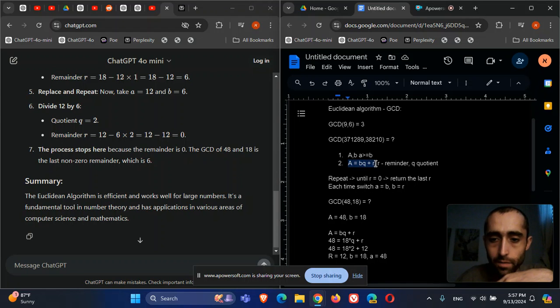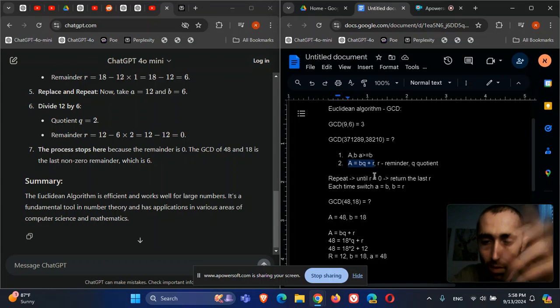So you saw how we used the Euclidean algorithm, repeating using the formula, dividing again and again until we get to a time when we divide without any remainder, and we get the greatest common divisor between two numbers. This is the Euclidean algorithm. This is the idea.